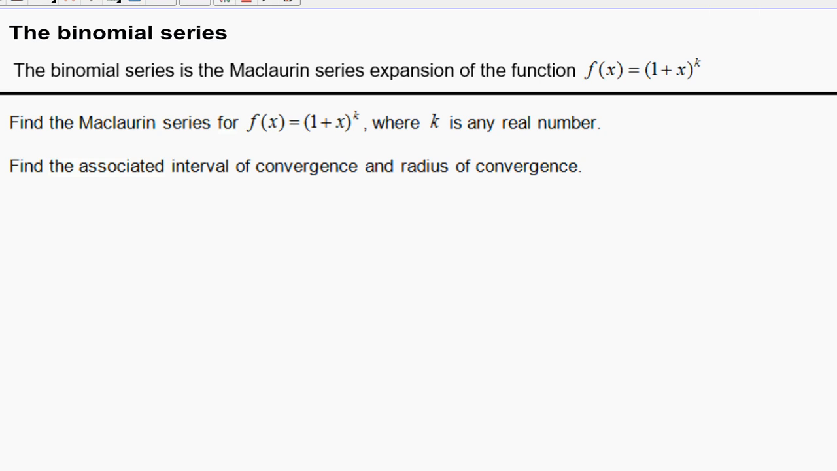A binomial series is a Maclaurin series expansion of functions like the ones here. It's used for fractional and negative powers. I'm going to work out this question, and through the process, you should be able to get the intuition of this idea.